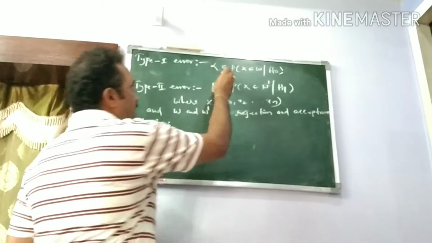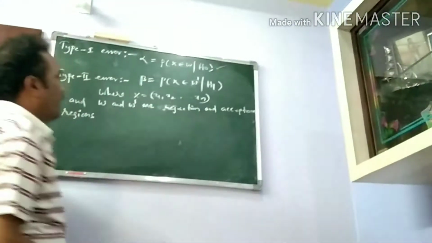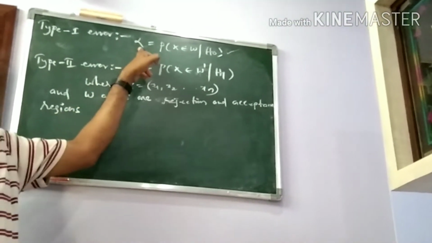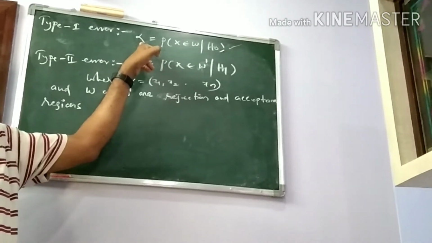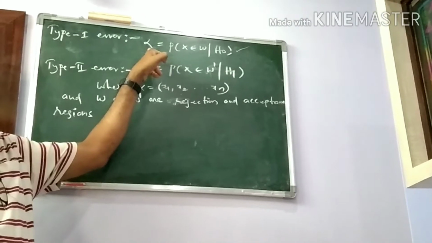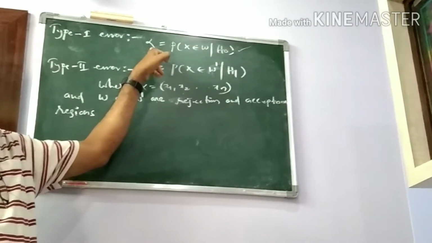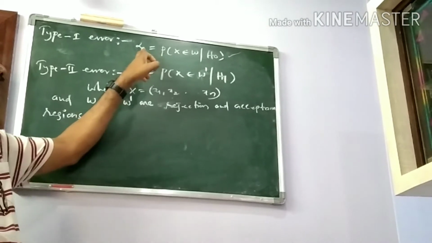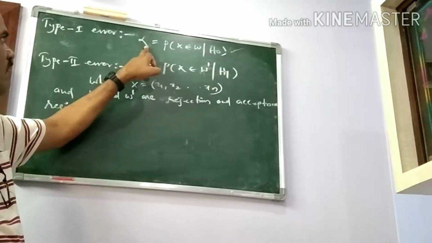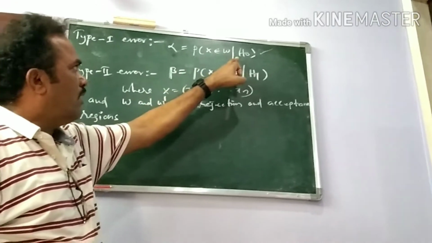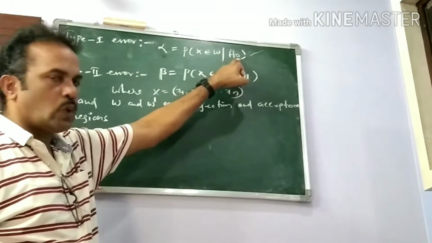So here is the equation of the type 1 error. The size of the type 1 error is denoted by alpha. Generally the definition is the error of rejection of H0 when H0 is true. So how is the size of the type 1 error calculated? Alpha is equal to the probability of x belonging to W under H0 is true.